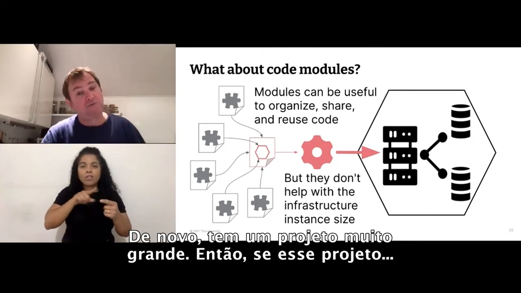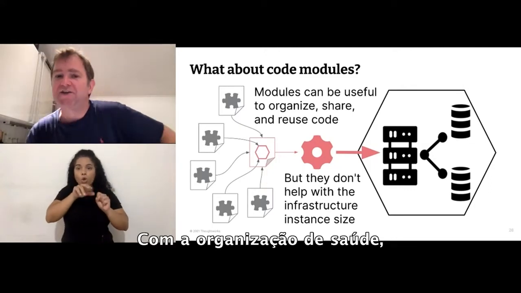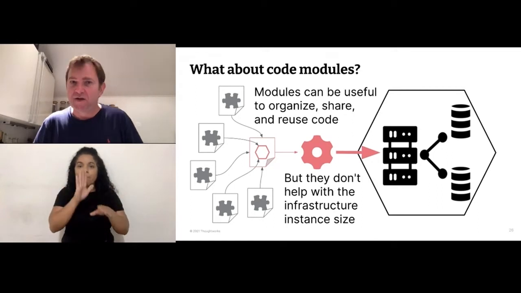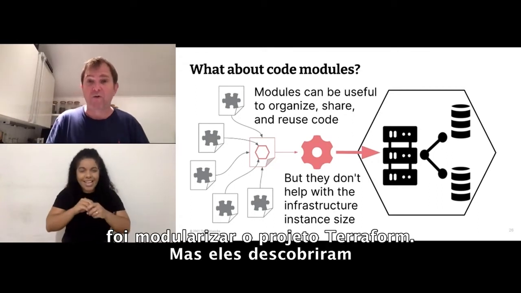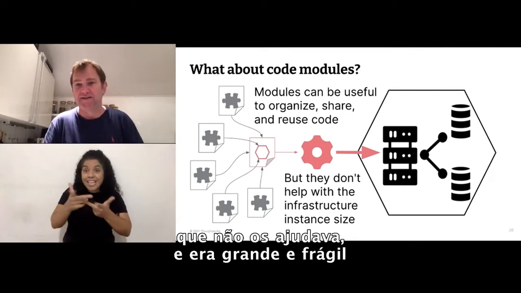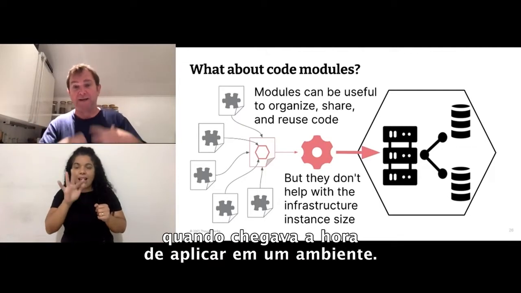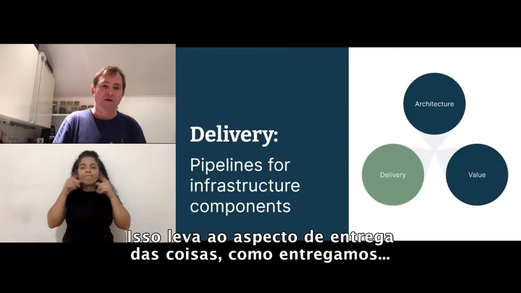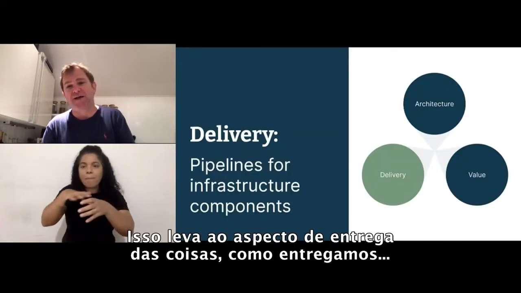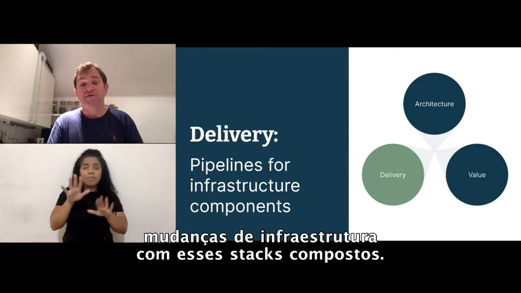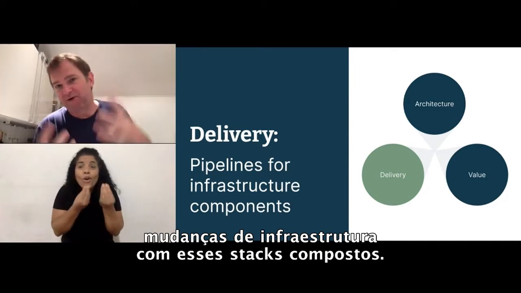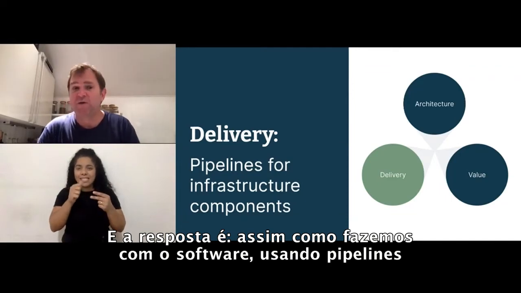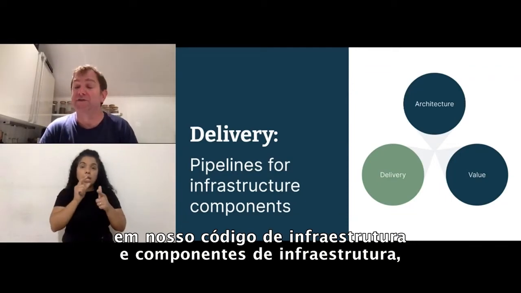So with that project, with the healthcare organization, one of the first things that the client had tried to do was to modularize their Terraform project, but they found that actually didn't help them. It was still very large and brittle when it came time to apply it to an environment. So that kind of leads into the delivery aspect of things. How do we deliver infrastructure changes with these composable stacks? And the answer is the same way that we do for software, using pipelines for our infrastructure code and infrastructure components for those stacks.